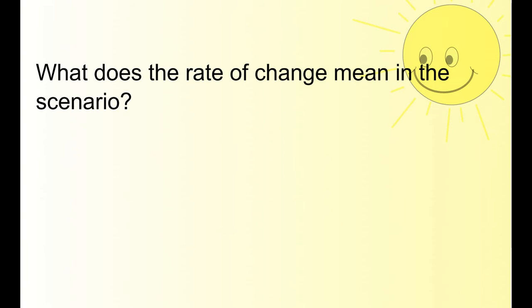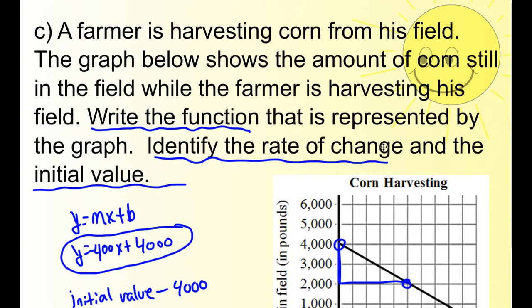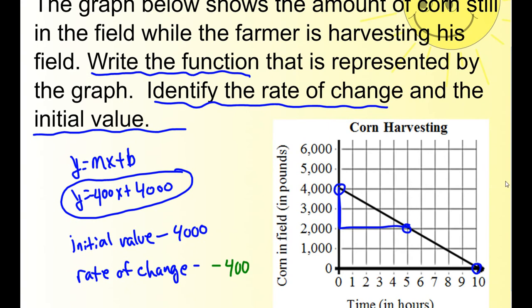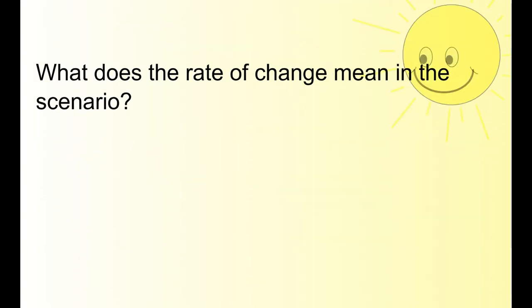So what does the rate of change mean in this scenario? In the last problem we did, we found the rate of change was negative 400. What does that mean? What does that represent? I kind of just said it because I didn't know this question was coming up. But see if you can remember before you rewind the video and look at it again. What does the rate of change mean in that scenario with the farm, where we said the rate of change was negative 400? Go ahead, pause the video, answer that question. When you're ready to continue, hit play. We'll go through it together.